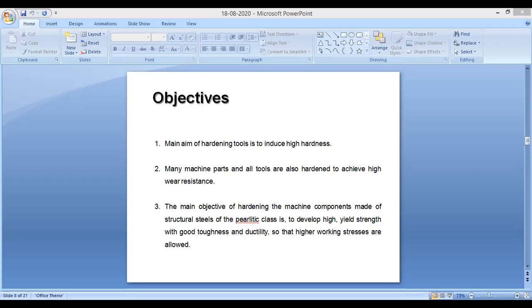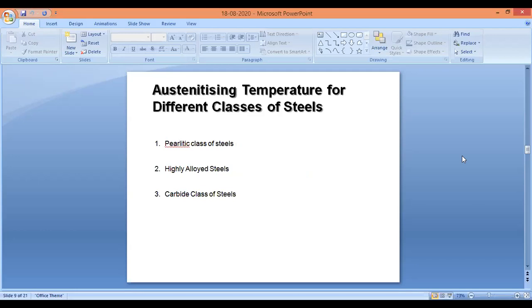So now let us have a look at different classes of steels with austenitizing temperature. The different classes of steels include pearlitic class of steels, highly alloyed steels, carbide class of steels. So we are going to watch the different austenitizing temperatures of these classes of steel. The first one is about the pearlitic class of steels.